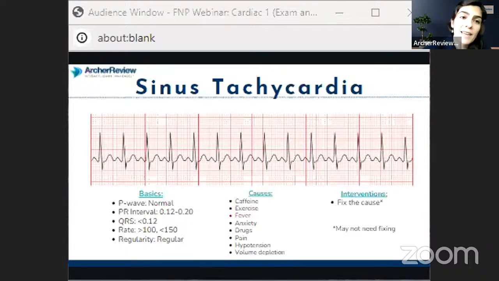But again, it may not need fixing if it's just an acute viral infection, and you just have to make sure that patient stays really well hydrated. So figuring out the underlying cause and getting them to cardiology if you're worried that it's something that does need to be fixed or at least investigated.